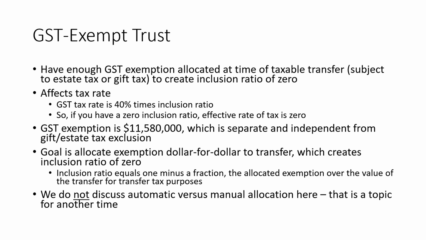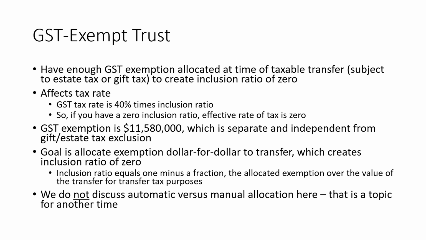Now, jumping back to the inclusion ratio, unlike with the gift or estate tax, where you apply your exemption as a tax credit, what happens in the GST world is that your exemption is applied in order to create an inclusion ratio which affects the tax rate. So you have a GST exemption of 11.58 million, which is separate and independent from the gift and estate tax exclusion, but the number is still pegged to those. And the goal here would be to allocate the exemption dollar for dollar to the transfer at the time that gift or estate tax applies. And in doing so, if you have a perfect one-to-one application, you'll have an inclusion ratio of 0, because your inclusion ratio is really 1 minus the fraction, the numerator of which is the allocated exemption, and the denominator of which is the value of the transfer.